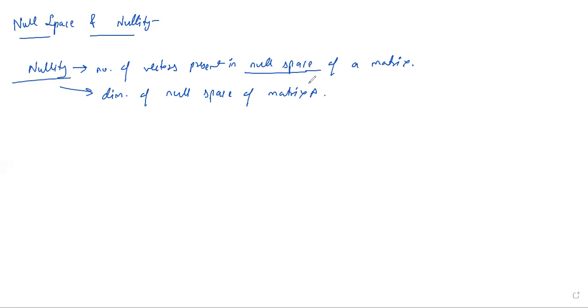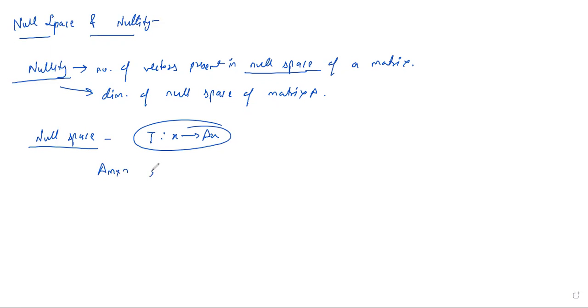Now the number of linear relations among the attributes is given by the size of the null space. So what is actually null space? Let's say I have a linear transformation which is going from x to Ax. This is my linear transformation, and I have this matrix A of m cross n. The null space of A is denoted as N(A). This is how we denote the null space of matrix A.